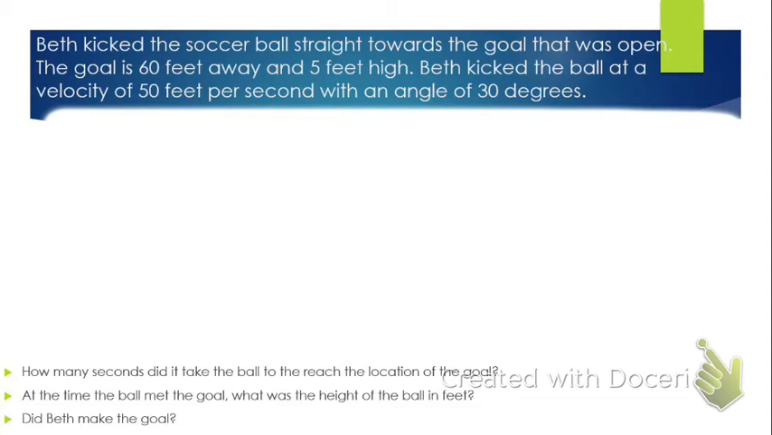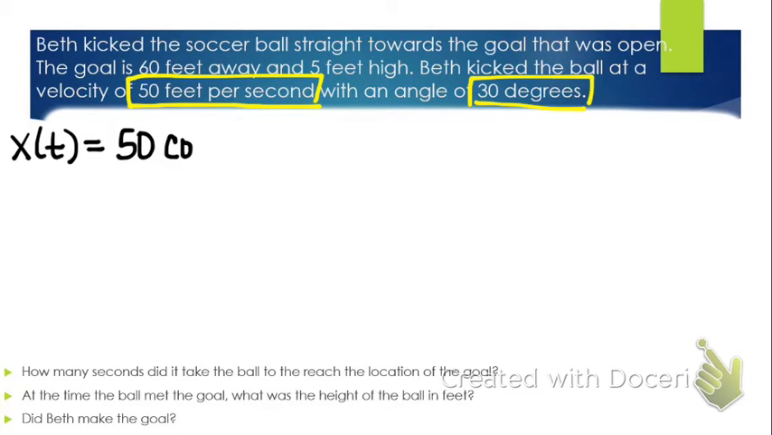All right, so let's start off by writing our set of equations. For this scenario, we need to know the velocity and we need to know the angle. So the velocity is 50 feet per second and the angle is 30 degrees. So we're ready to write our set of equations. So for our first one, x of t equals our velocity, which is 50, cosine of 30 t.